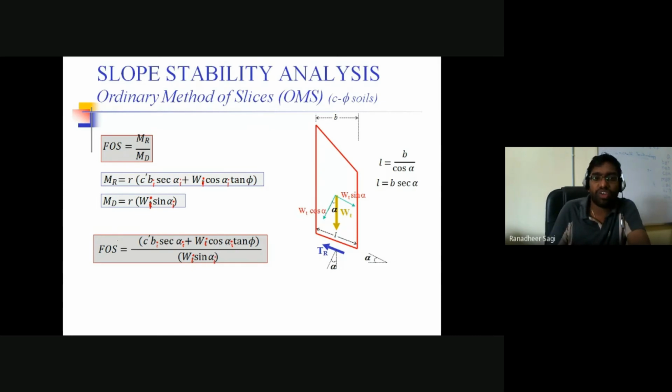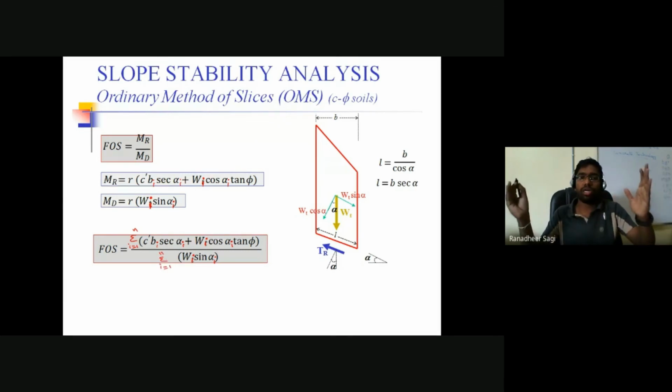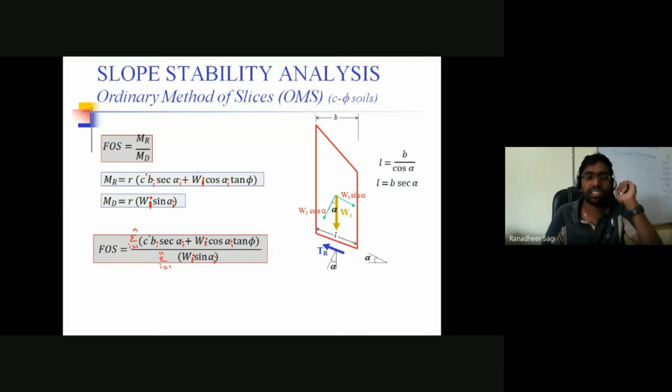Now this factor of safety that I am trying to write down is only for one particular slice. Likewise, I have n number of slices in that representation. So what should I write? I have to write summation i going from 1 to n, both in the numerator as well as in the denominator, because if your total slope width is divided into n number of slices, what we have calculated is for a particular slice. Likewise, if I have n number of slices, the total factor of safety against the failure is nothing but summation i going from 1 to n.